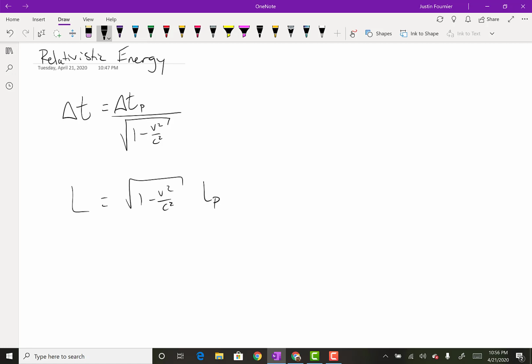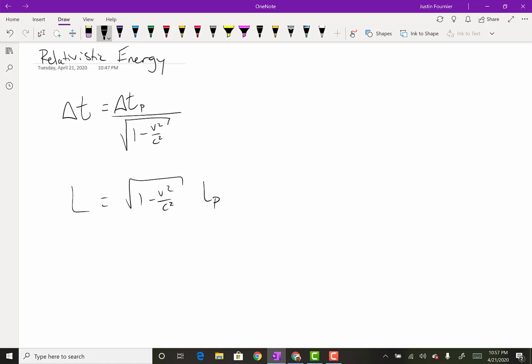So these p's that I'm using, in some of the videos I'm showing you, he's using t naught and L naught. Some places use tau for this. These are proper time and dilated time, and this is proper length and contracted length, right? So we've got time dilation and length contraction. Those are all relativistic things.